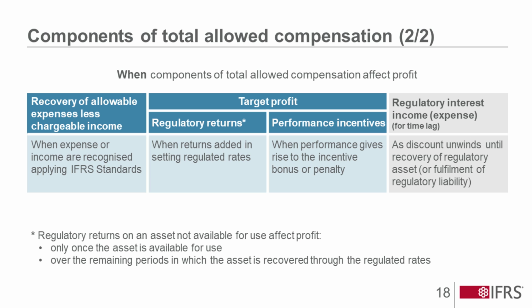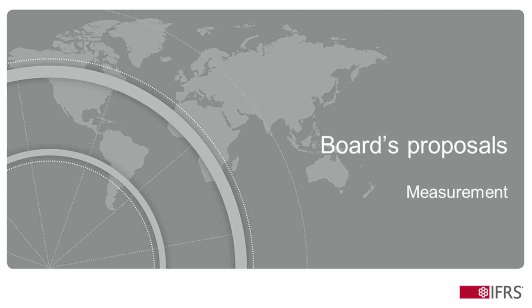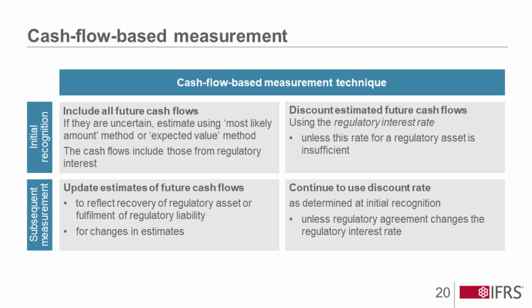Thank you, Tadeu. We now move to the measurement proposals. The measurement of regulatory assets and regulatory liabilities is based on cash flows. Throughout this project, we have learned that cash flows arising from regulatory assets or regulatory liabilities are typically fairly stable and predictable. However, in some cases, they might be subject to some uncertainty because of demand or credit risk.